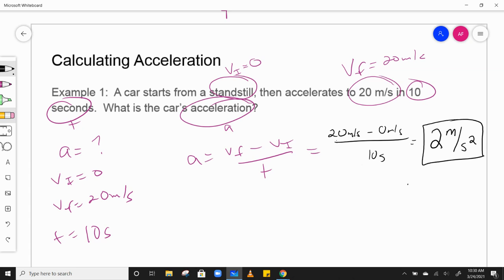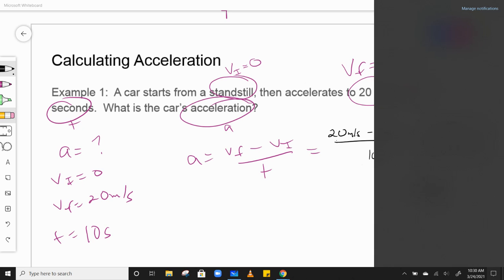You can think of it this way too. The velocity is increasing 2 meters per second every second. So it's positive because it's increasing, and it's meters per second squared because that's what it is. Okay. Next one, number 2.